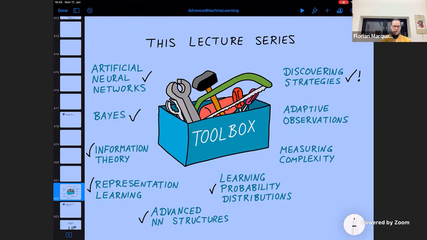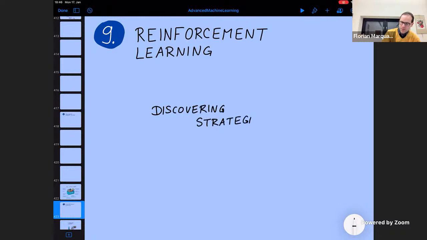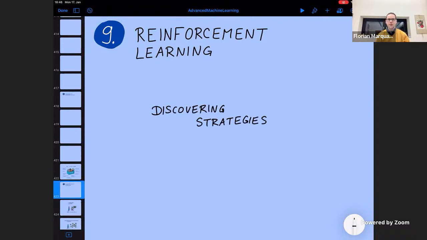Good. So then let me start with reinforcement learning. So in a nutshell, reinforcement learning is about finding strategies to reach some goal. So discovering strategies. It's extremely powerful. In a way, you can view all the other things we did as a subclass of this, if you like. But let me first explain to you what's the difference between reinforcement learning and the kind of learning approaches that we've discussed so far.